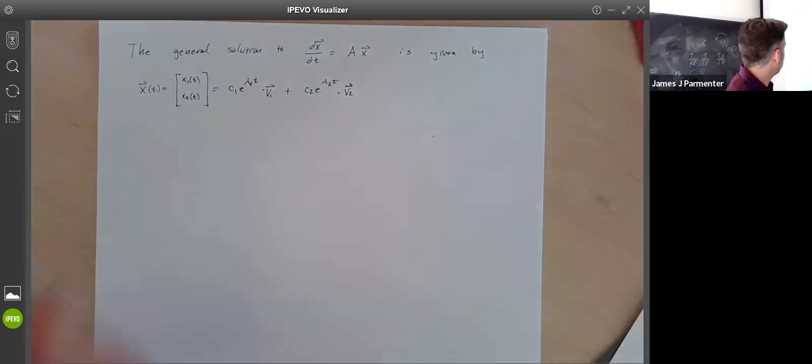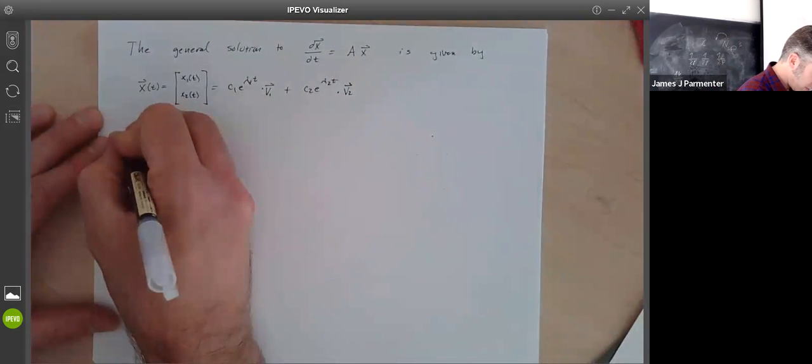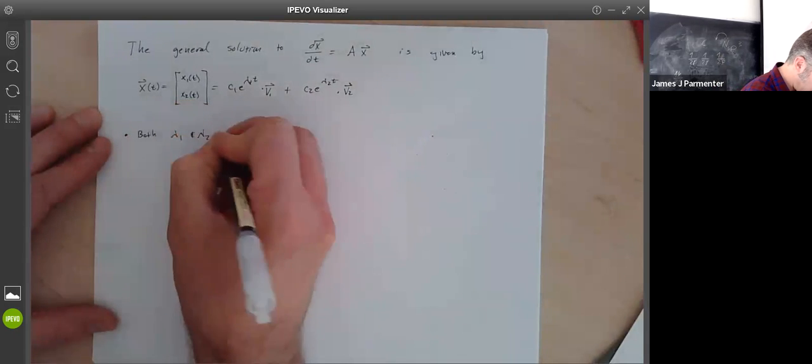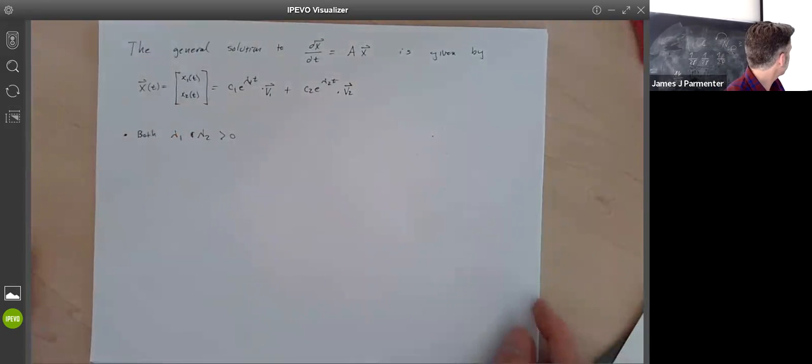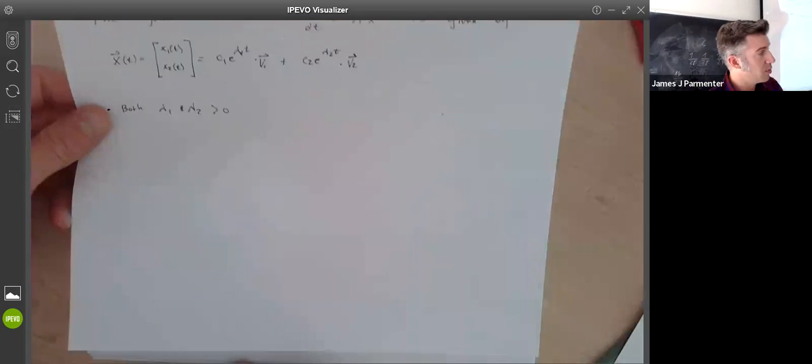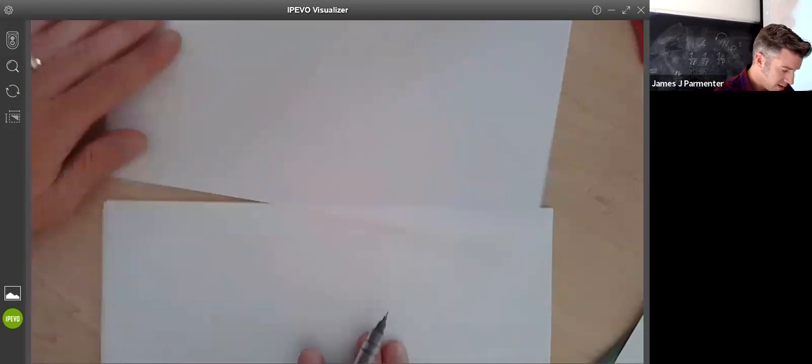So one possibility: both lambda 1 and lambda 2 are positive. Basically, we're going to say the system is stable if, as time goes on, your x1 and x2 both get closer and closer to the equilibrium, which is (0, 0). Actually, I should first say something real quick. Don't worry, we'll come right back.